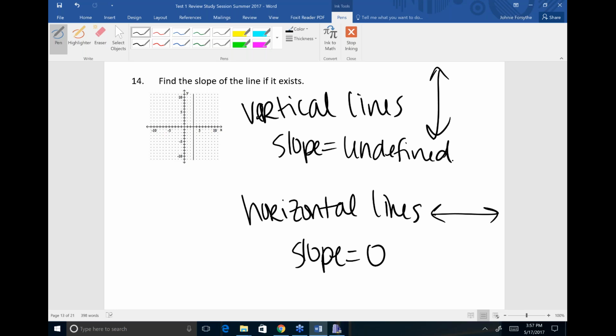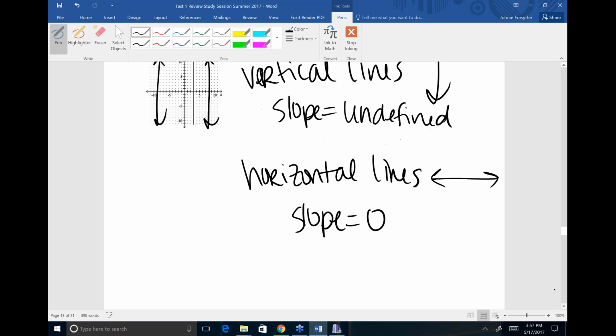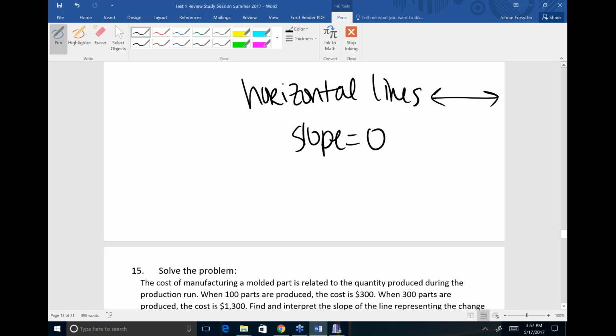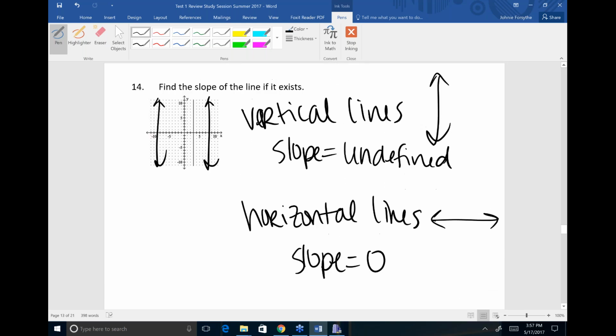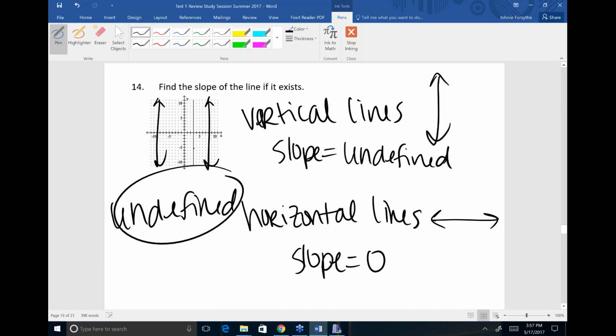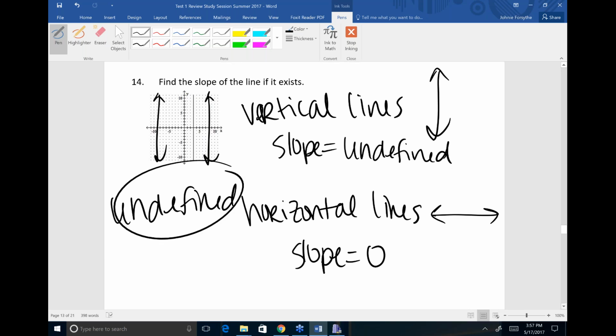So you cannot walk up a vertical plane, so the slope of a vertical line is undefined. Doesn't matter where it is on the graph. It could be here, it could be here. If it's vertical, the slope is undefined. Horizontal lines, doesn't matter where it is on the plane, the slope equals 0. Okay? All right. So the answer here was, wait, what did I put the answer? The answer here is undefined. That's the slope of this line here, undefined.